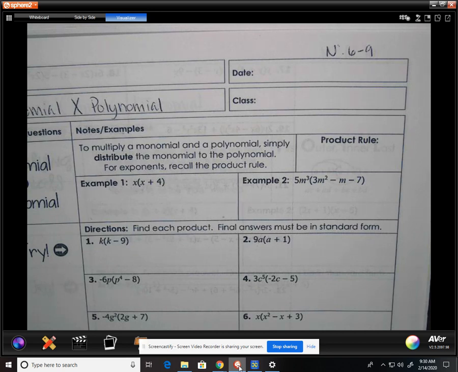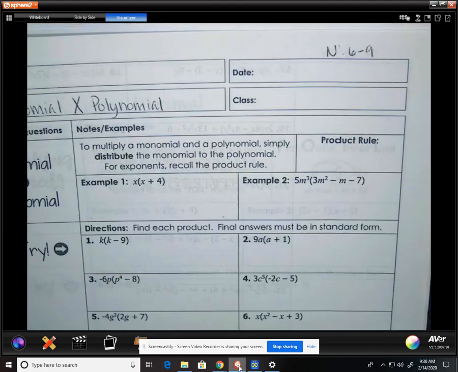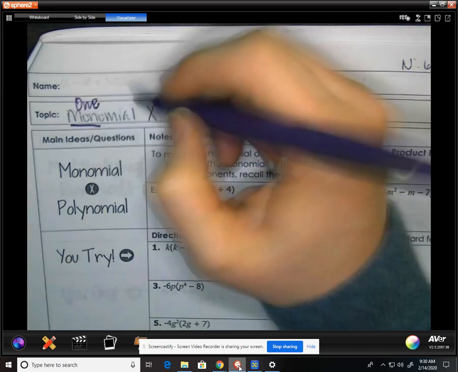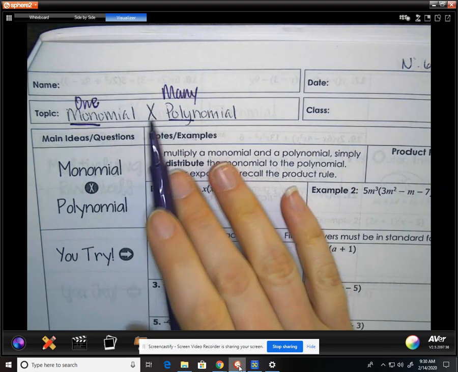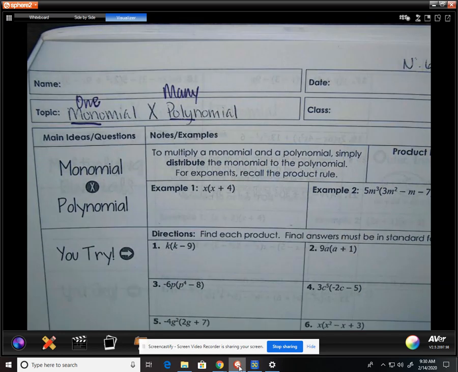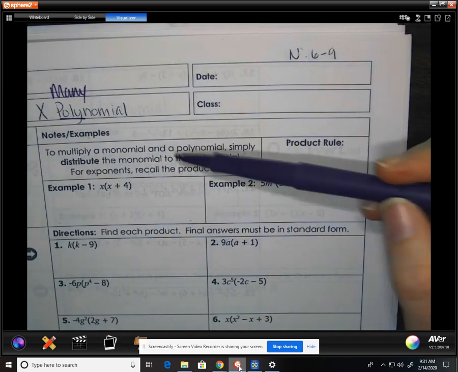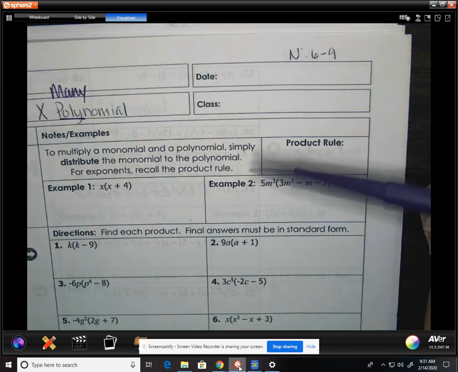Okay, we're going to be doing a monomial times a polynomial. Now, recall from the notes from yesterday that a monomial just means one thing, and a polynomial means many. So we're taking one thing, and it could be times 1, or times 2, or times 3, or times 4. So 1 times many. So when you're doing this, you need to multiply a monomial and a polynomial. Simply just distribute the monomial to the polynomial.